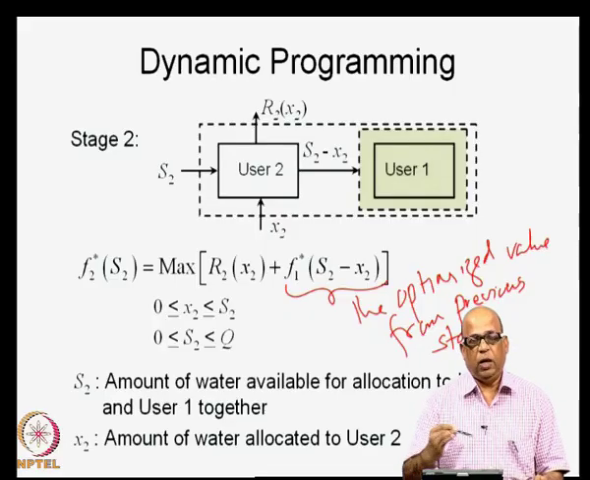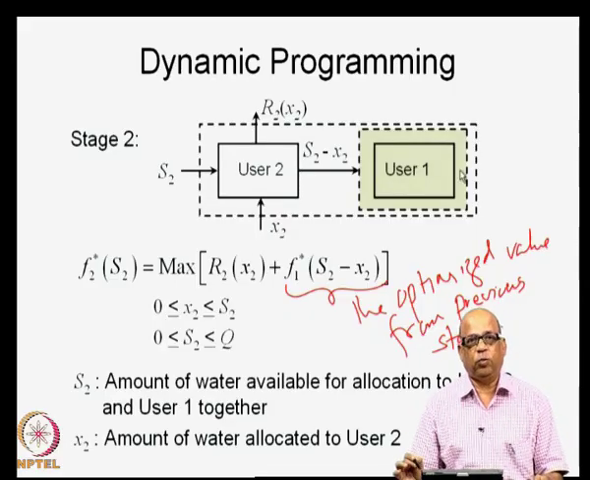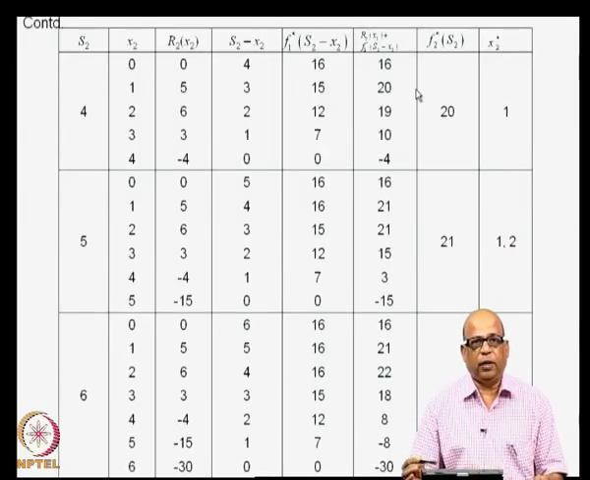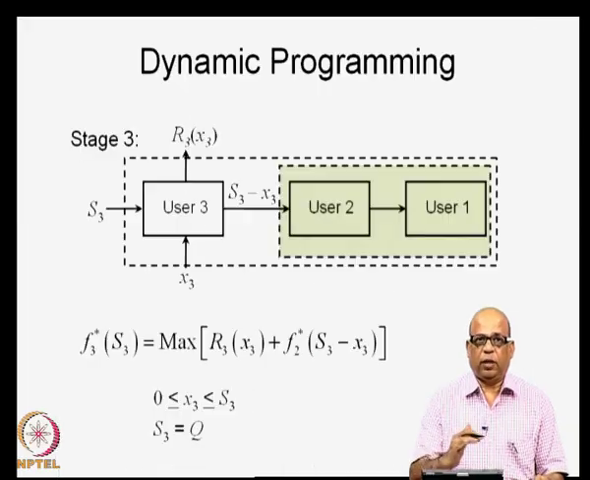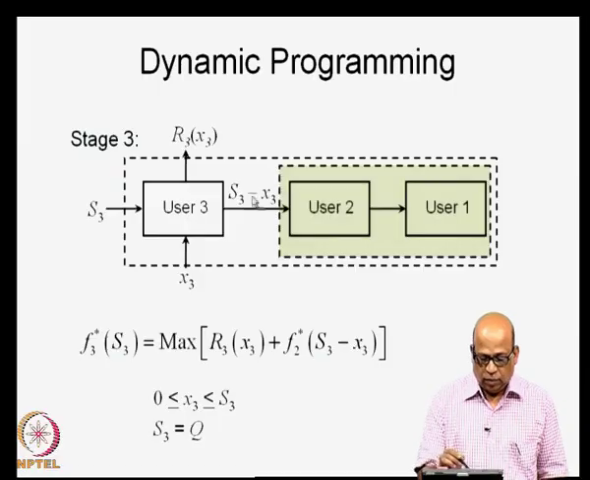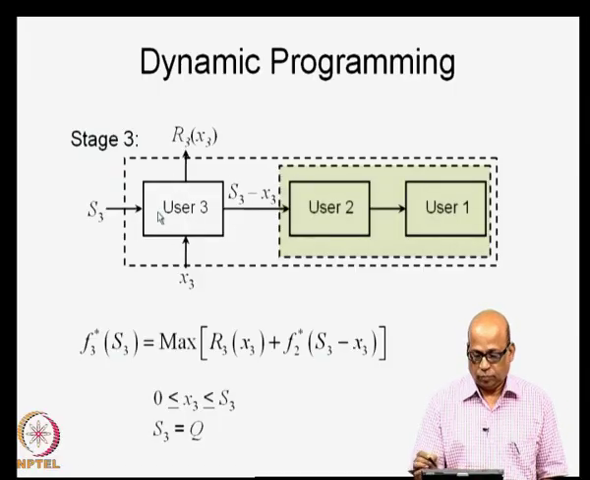So, we are moving in an optimal manner until the end of the horizon, which includes user number 1. So, this is what we answered at stage number 2. Now, we go to the next stage, which is stage number 3. Remember, in stage number 3, we add one more user here, user number 3.